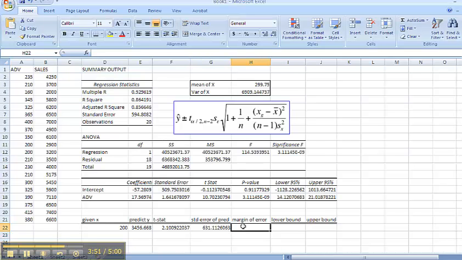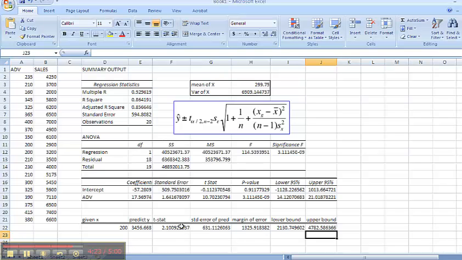My margin of error now is my t statistic times my standard error of prediction. My lower bound then is my predicted value minus my margin of error. My upper bound is my predicted value plus my margin of error.